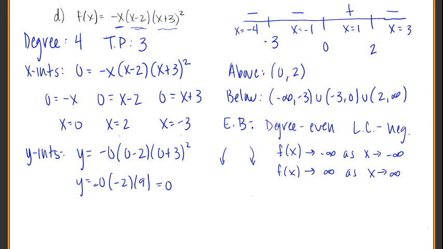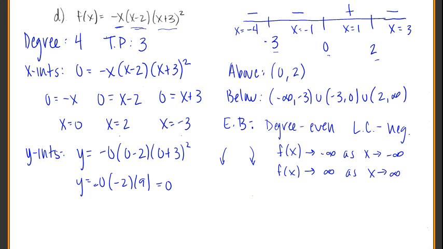Our sign chart: we use our 3 x-intercepts at -3, 0, and 2, and pick some numbers in between to plug in. We'll find out that we're only going to be above the x-axis from 0 to 2, and we're below the x-axis from -infinity all the way up to -3, from -3 to 0, and then from 2 to positive infinity.